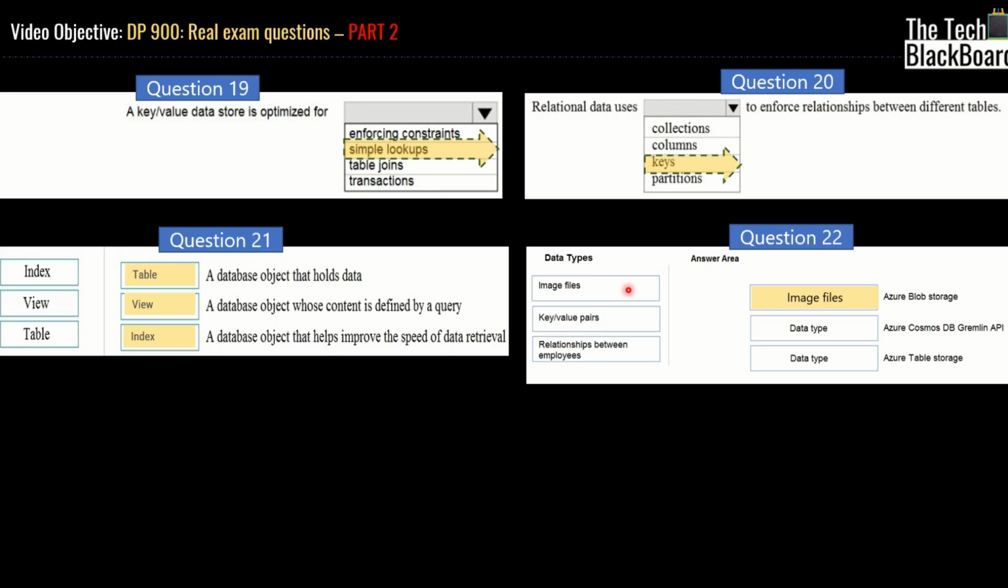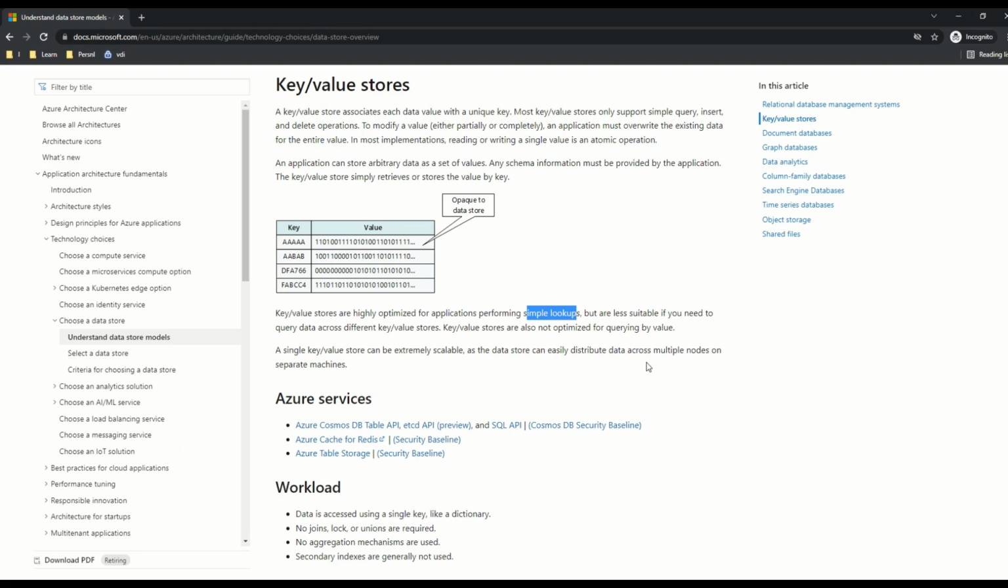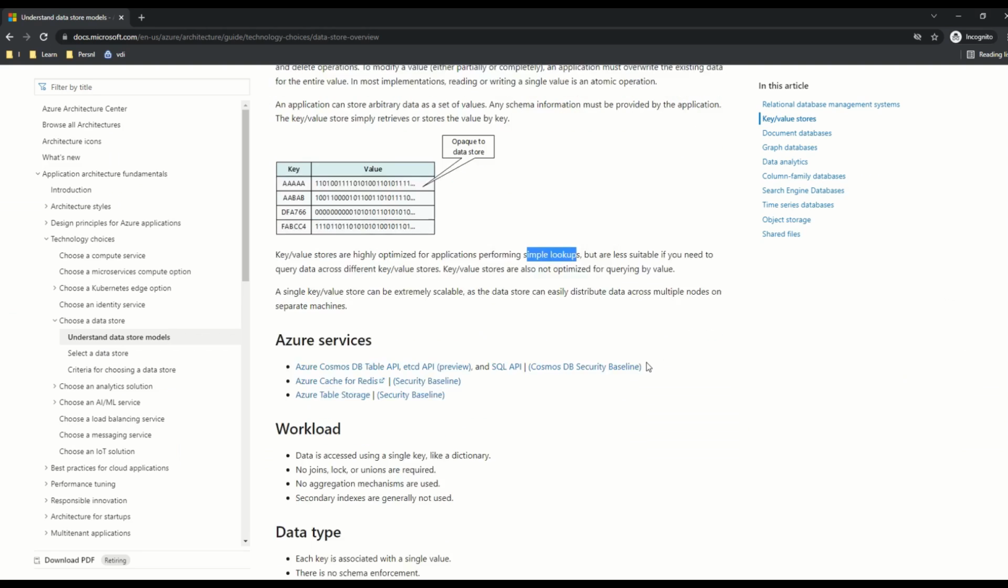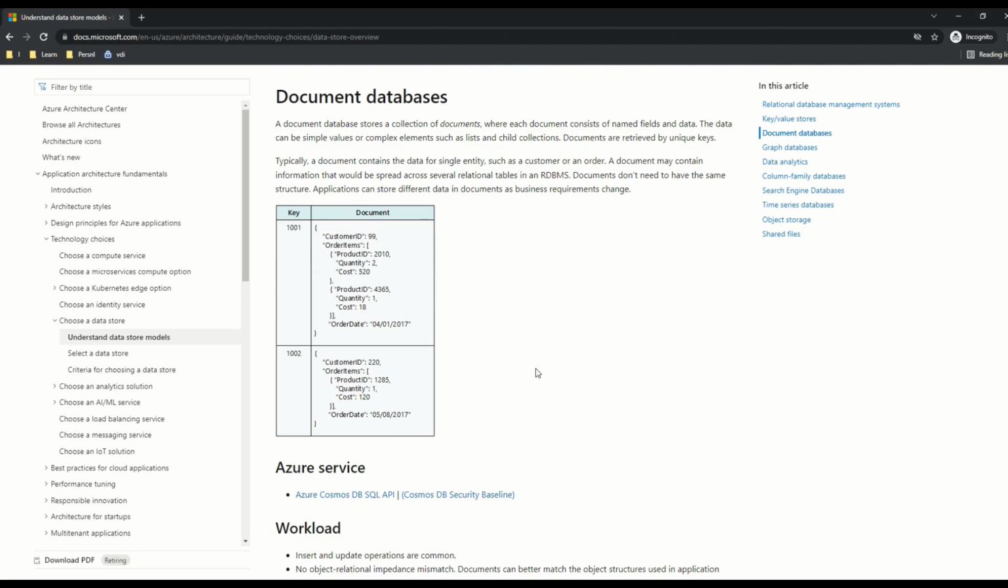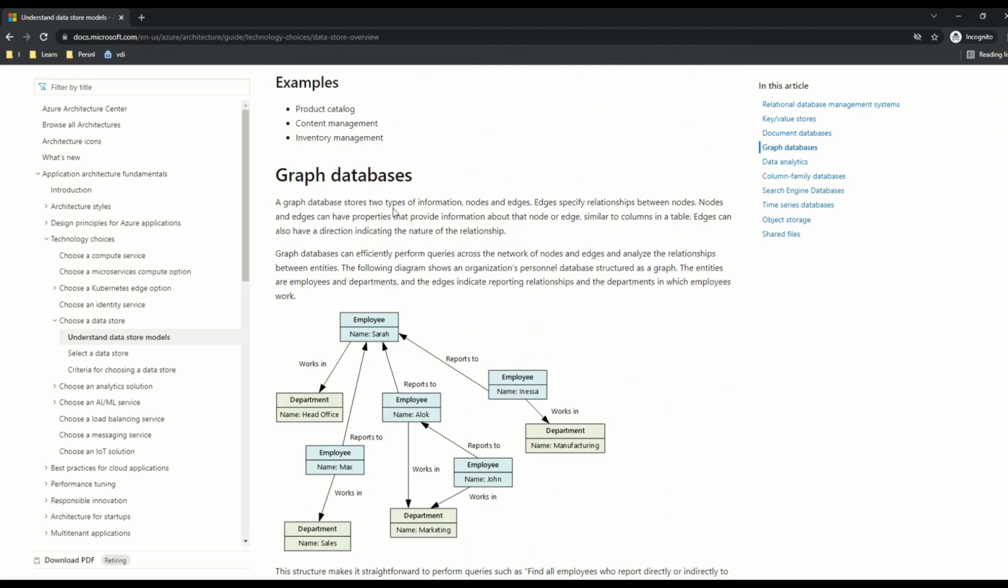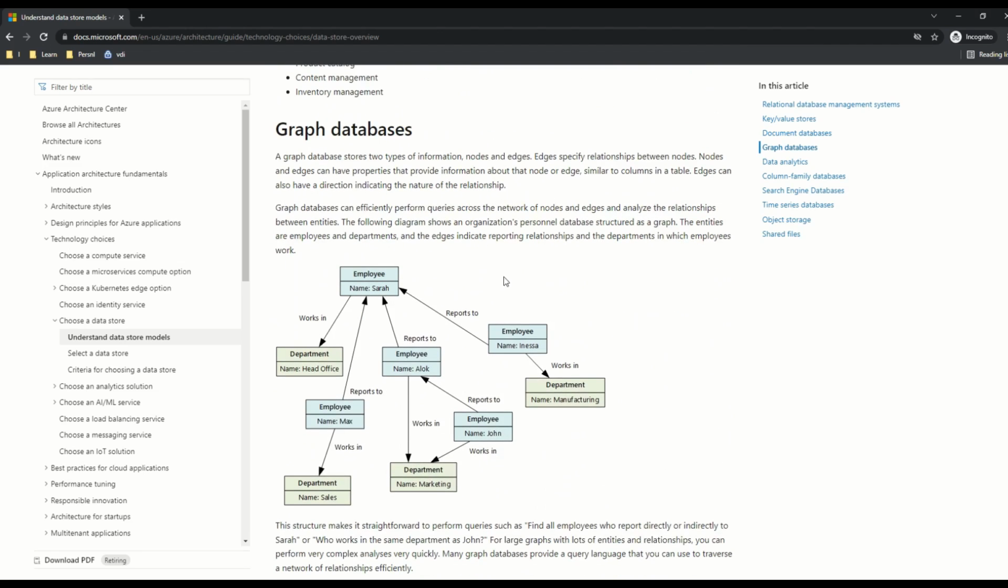Okay, moving on, we have Azure Cosmos DB Gremlin API, and what is this best suited for? Either it's key value pairs or relationships between employees. The correct answer is relationship between employees. But just to prove the correctness of this answer, I will take you again to the Microsoft site, same page, and if you scroll down a little bit more, you can read about document databases, but this is not what we are looking for. We are looking for graph database. You can see here, this is a graph database.